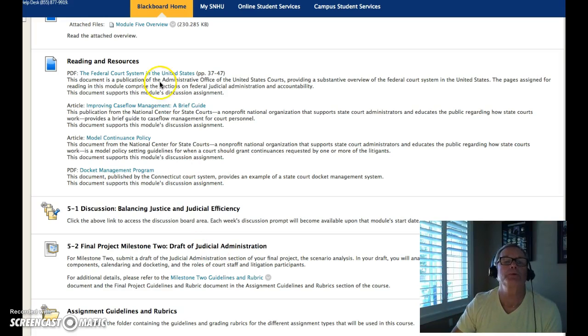I think it's important this week that you really pay attention to these reading resources, because these are going to help you. For example, the model continuance policy: in our scenario, the bank robbers' defense attorneys asked for a 4-month continuance. The question ultimately becomes whether or not that's reasonable, considering the court is backlogged. Take a look at this model continuance policy. That'll give you some ideas, and you can reference that in your response. It will give you some potential resources for what is a fair recommendation in terms of a continuance based on the fact pattern for our particular case.